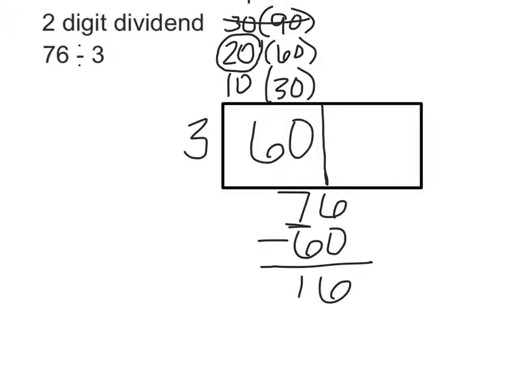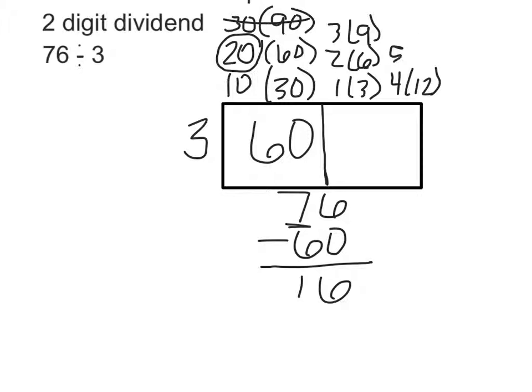Then I move on to my ones place. So I'm going to start with 1. 1 times 3 is 3. 2 times 3 is 6. 3 times 3 is 9. And when I run out of room, I just make another column. 4 times 3 is 12. 5 times 3 is 15. 6 times 3 is 18. Oh, that's too much, so I stop and I go back 1.